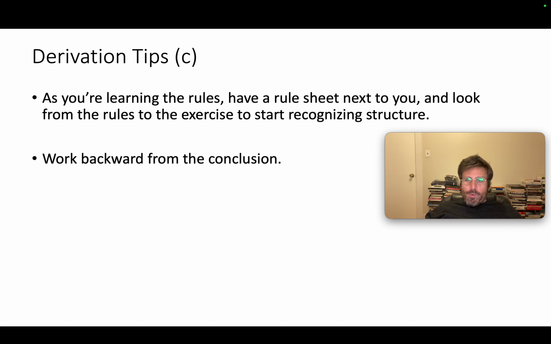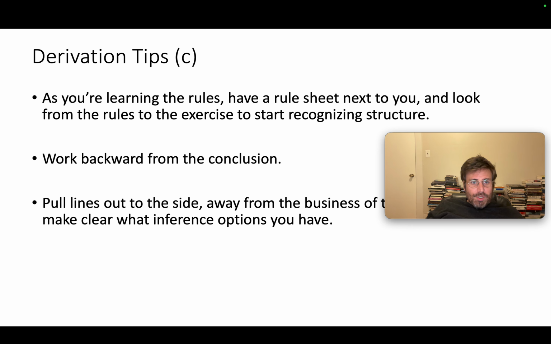Try to work backwards from the conclusion. You should always be thinking about the conclusion as the goal of the derivation. So look at the conclusion and try to recognize whether or not it is appearing in the premises. Try to get some sense of directionality to where you are working, because otherwise you can get very easily frustrated and not even know where to begin the derivation.